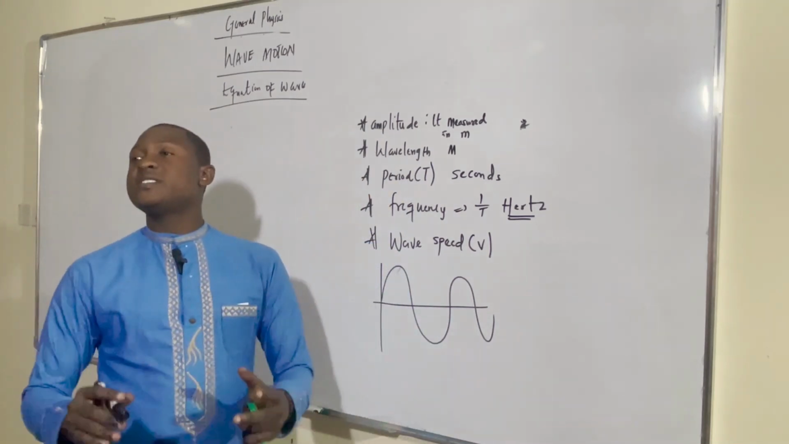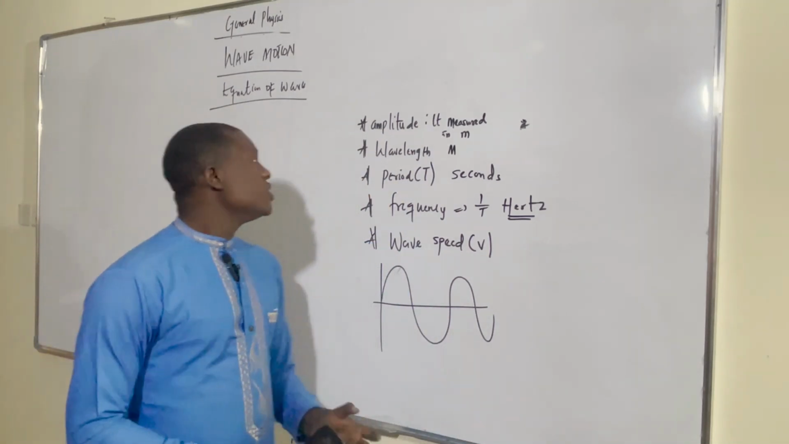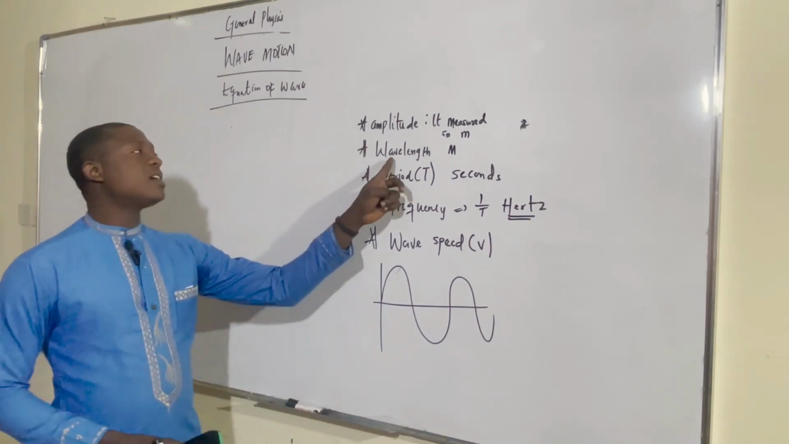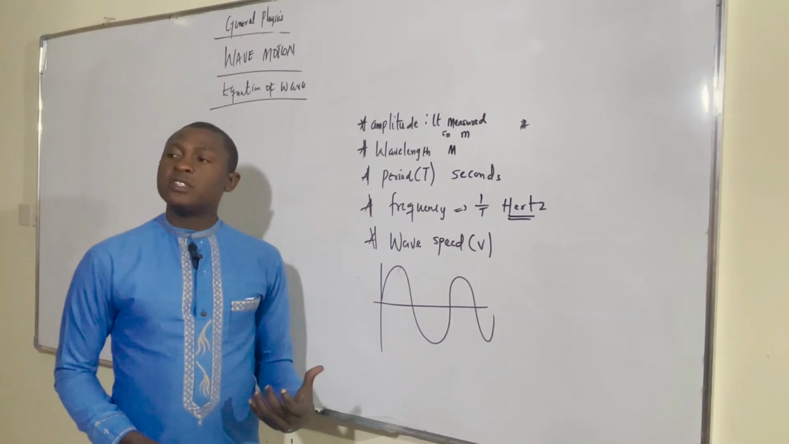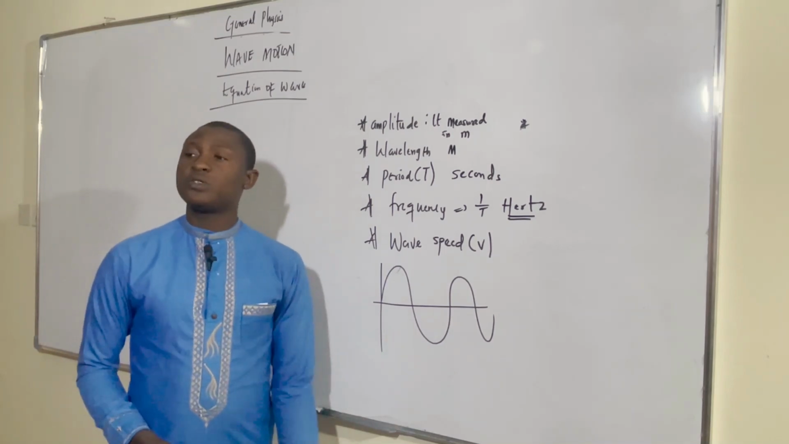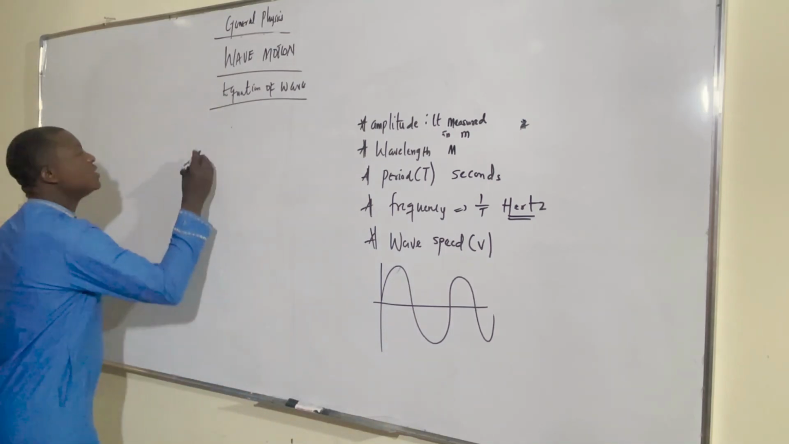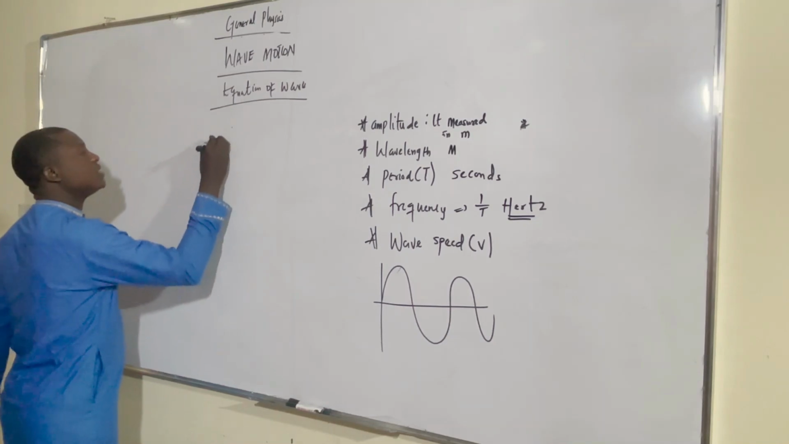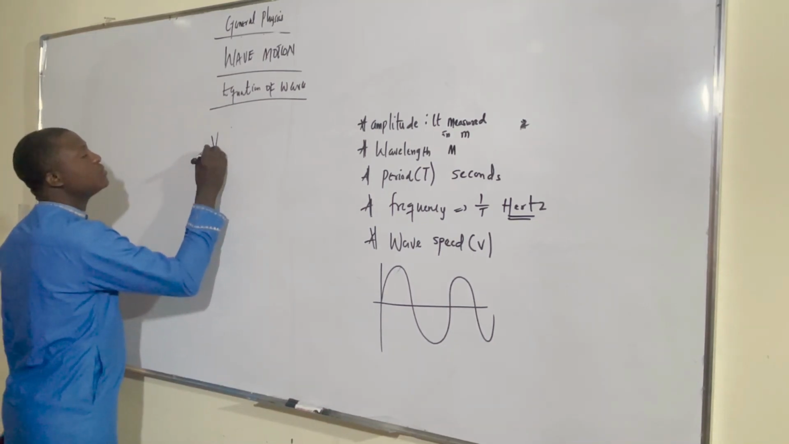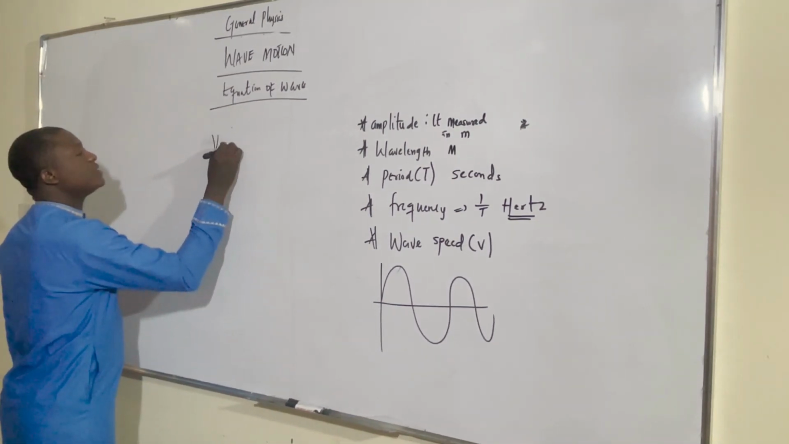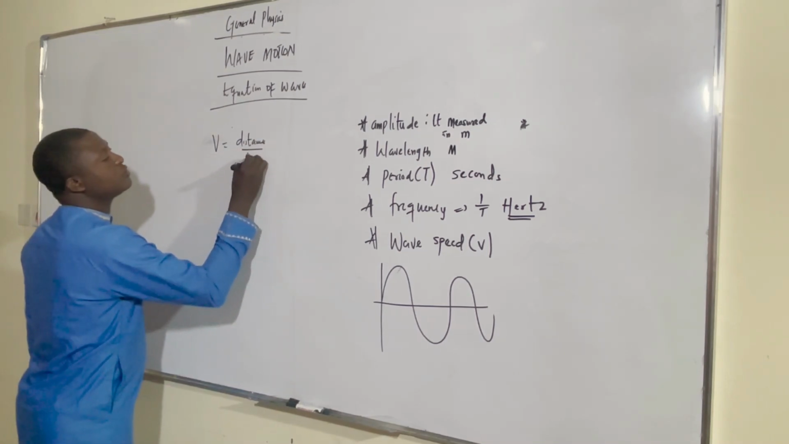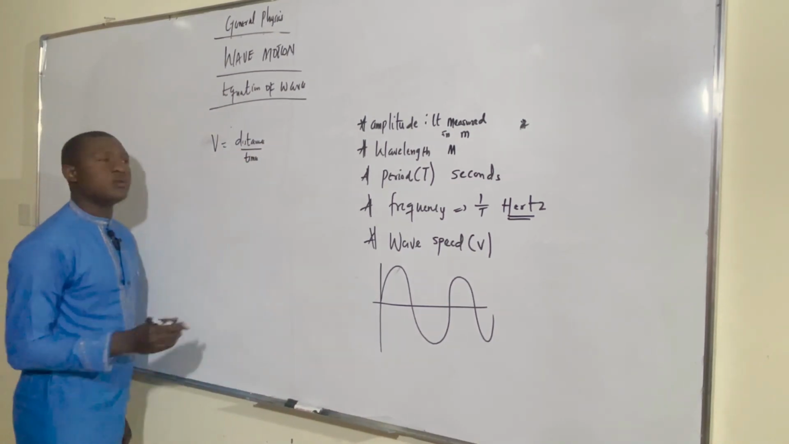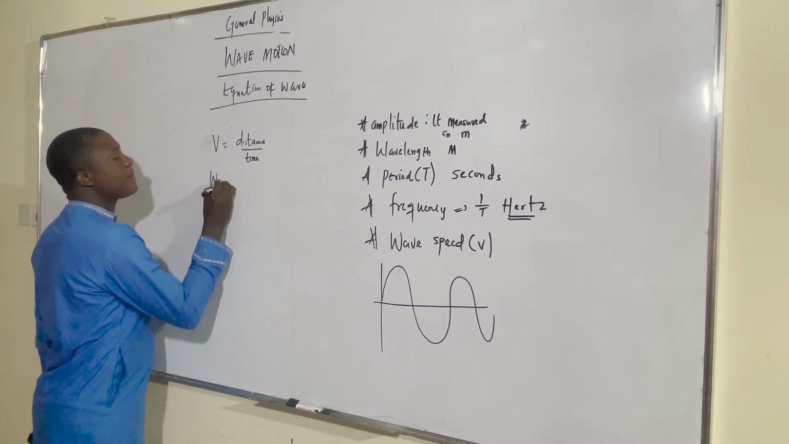We know normally speed is a distance over time. But from here we say that the wavelength is the distance, or the displacement, between two successive crests or troughs that are in phase. Normally, the one we know is either speed or velocity, which is distance over time. So this is the one we know before. Now we want to relate this to waves. So we can say wave speed.